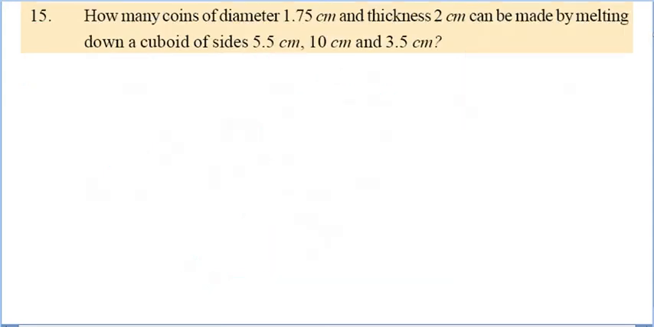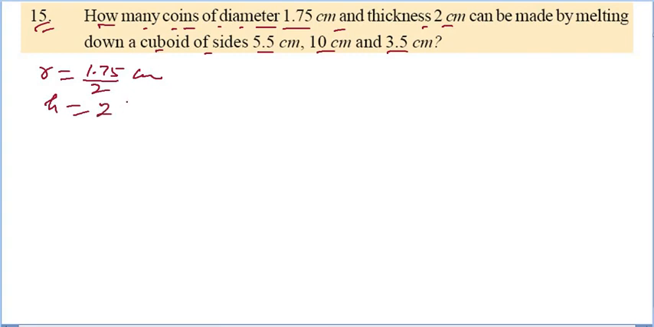Now come to the 27th question. How many coins of diameter 1.75 centimeter and thickness 2 centimeter can be made by melting a cuboid of sides 5.5 centimeter, 10 centimeter and 3.5 centimeter? The diameter of the coin is given, so you can write the radius, which is just half of this, 1.75 by 2 centimeter. And the thickness is the height. Height is given as 2 centimeter.